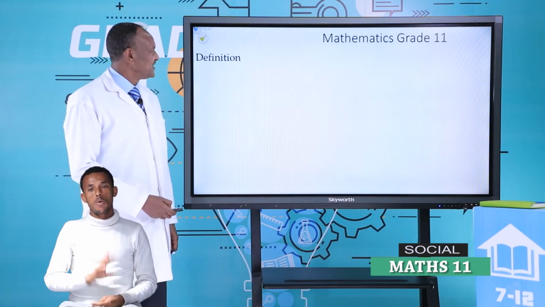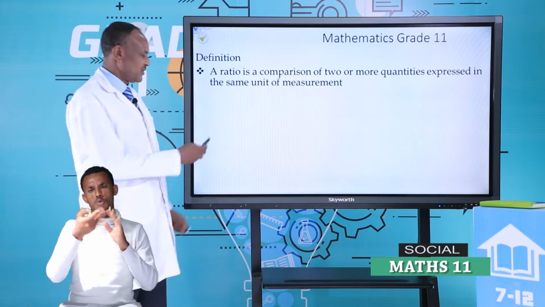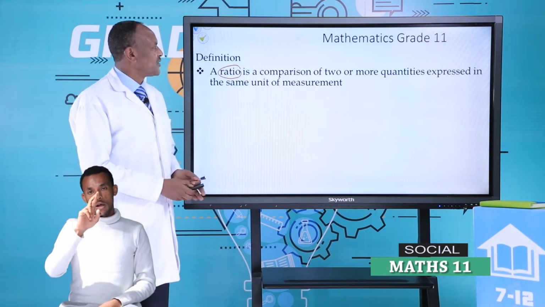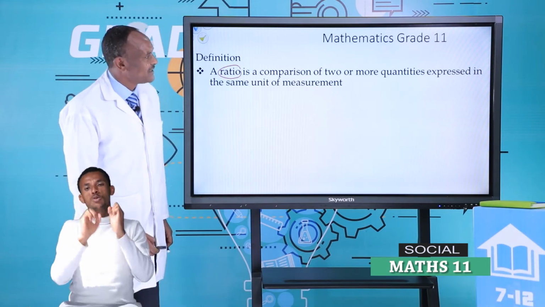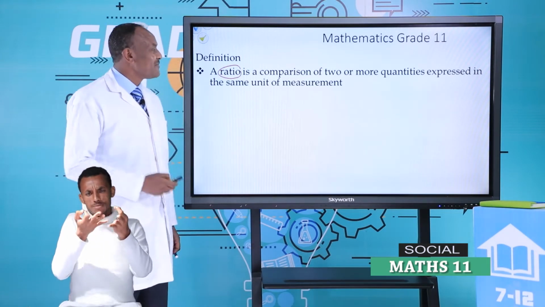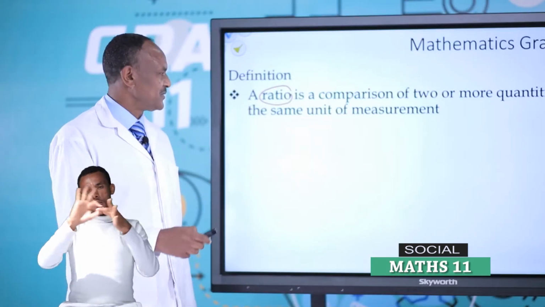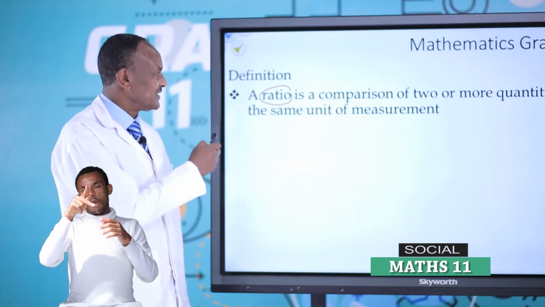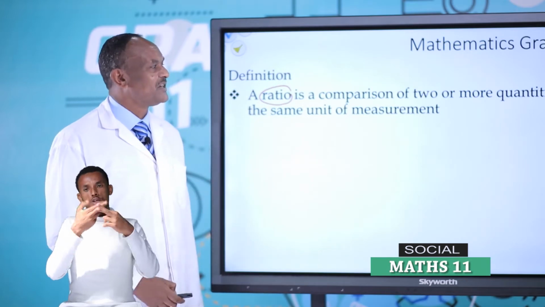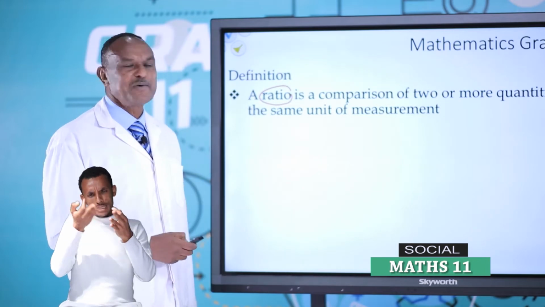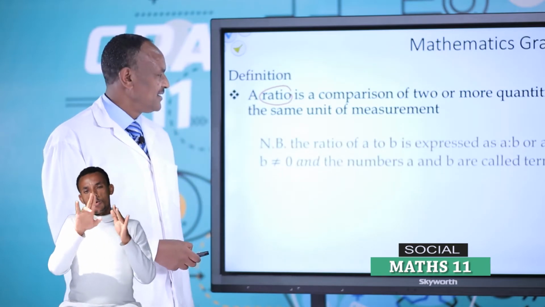We have some definitions. What is the meaning of ratio? Ratio is a comparison of two or more quantities expressed in the same unit of measurement: meter to meter, centimeter to centimeter, kilometer to kilometer, or birr to birr. The ratio is a comparison of two or more quantities expressed in the same unit of measurement.